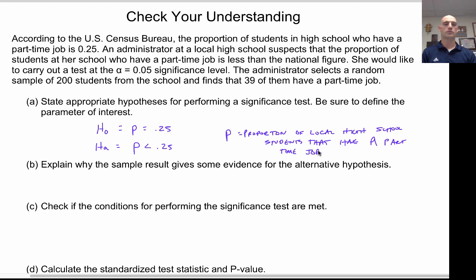Now, explain why the sample result gives some evidence for the alternative hypothesis. Well, look at what happened. This is life, guys. Somebody says 50% of the time this happens, and you're like, no, it's way less. You go ask your friends, and you find less than 50%. Well, the explanation would be this: 39 of 200 is equal to 0.195. So this administrator asked 200 people, and only 19.5% of them, much less than 25%, have a part-time job.